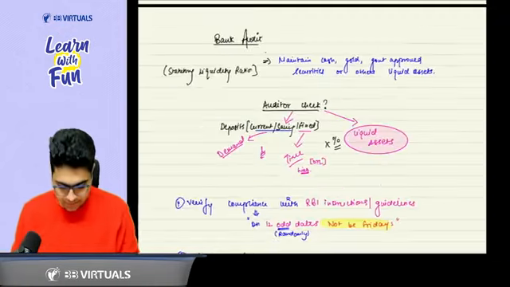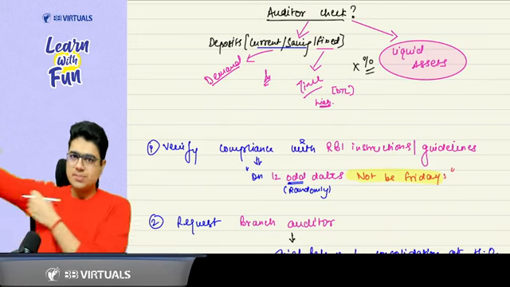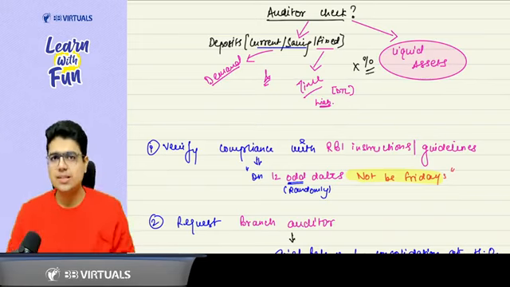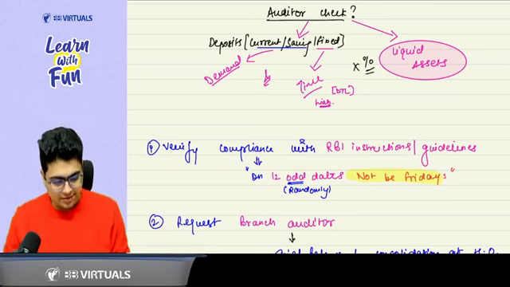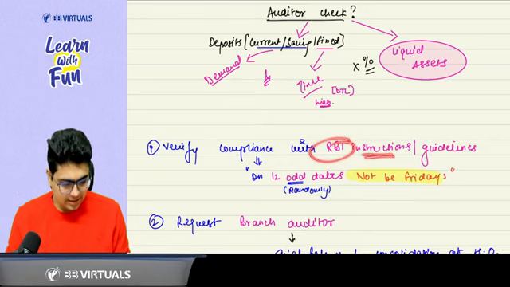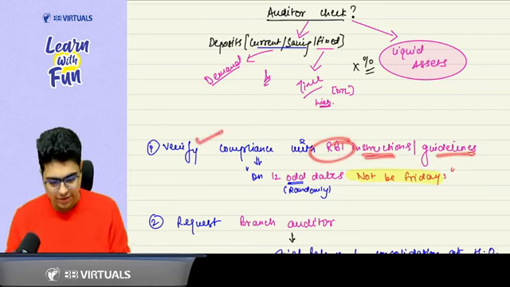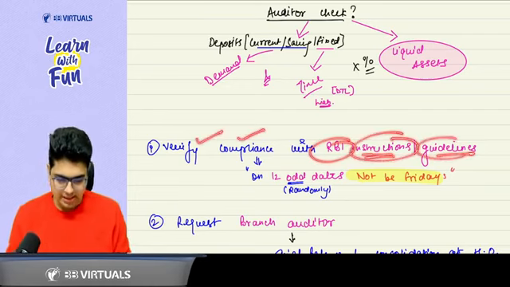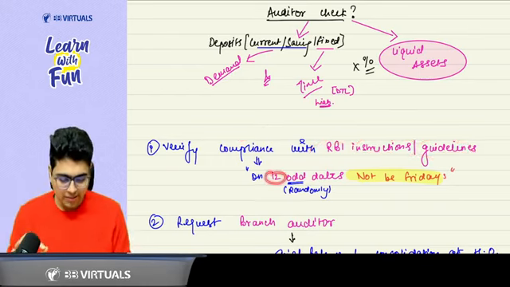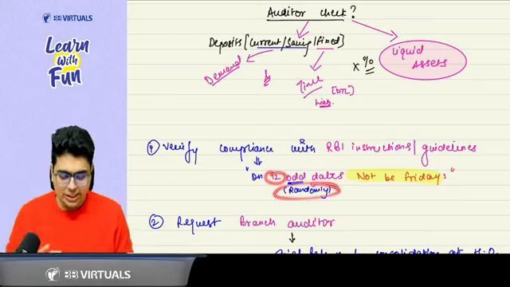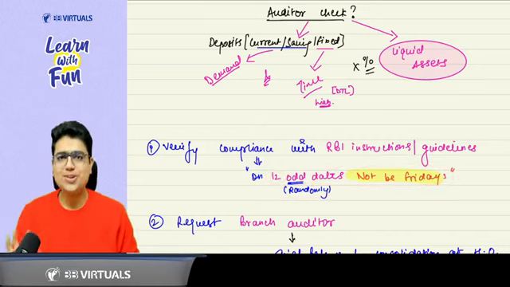Let's continue. So, sir, what do we need to do? Everyone just look here. The concepts are very simple, easy to understand. RBI must have given some instructions and guidelines. So as an auditor, you just need to verify the compliance with the RBI's instructions and guidelines. For this, you need to select 12 dates randomly, and remember, it should not be Fridays.